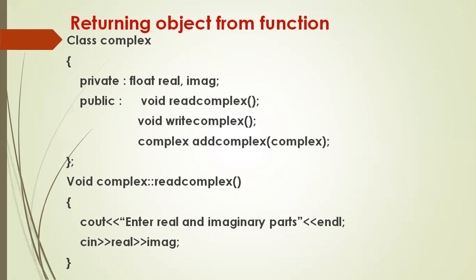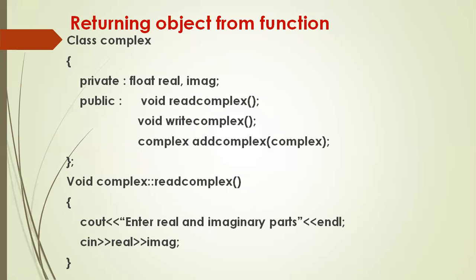The return type object is C3, and if the argument you are passing is C1, then you have to call the add complex function with C2. Or if the return type is C3 and the argument you are passing is C2, then the add complex function should be called with C1, because a member function should be called through some object, either C1 or C2. If you are calling with C1, C2 should be passed as argument. If you are calling with C2, then C1 should be passed as argument.